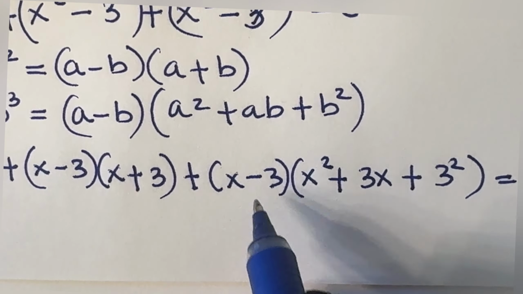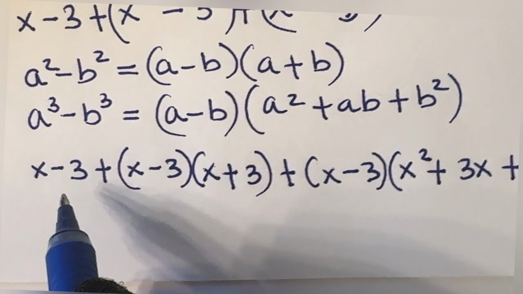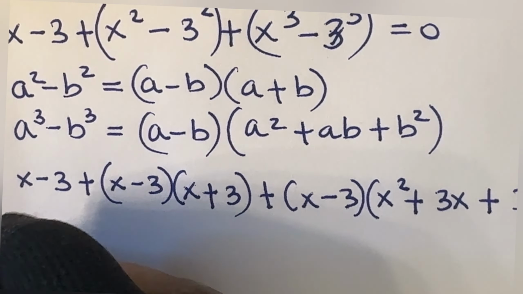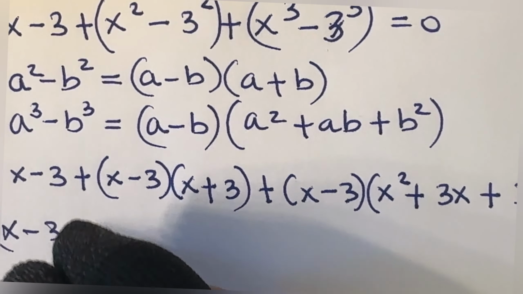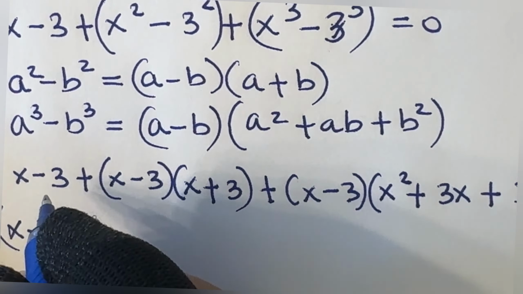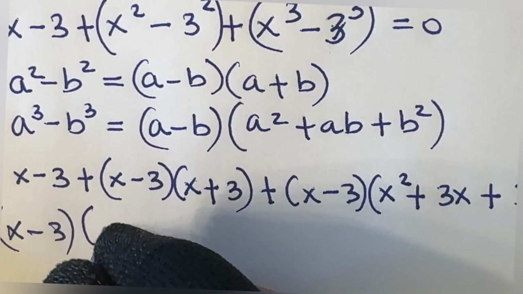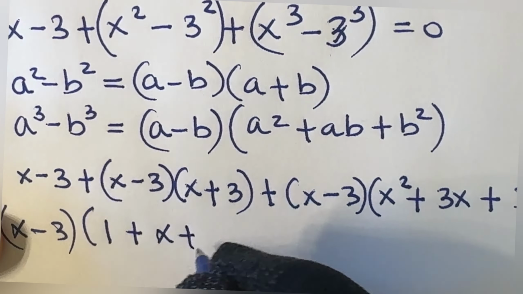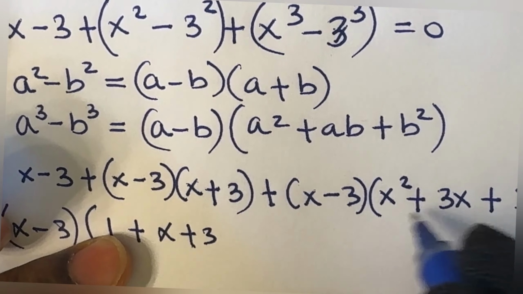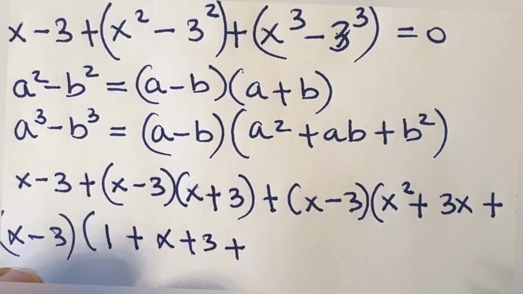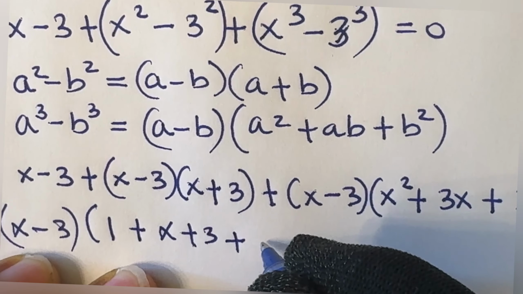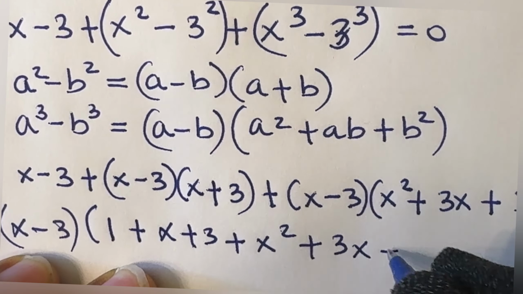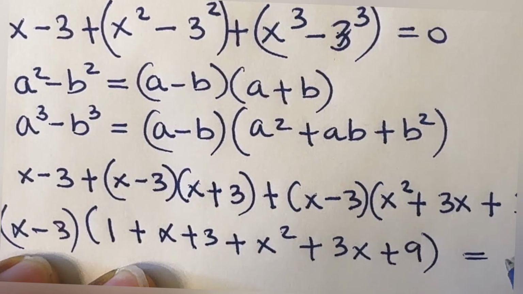We have x minus 3 here, x minus 3 here, and x minus 3 here. We can factorize. So we say x minus 3 into bracket. What will be left here is 1. So I'll say 1 plus what is left here is x plus 3. And then what is left here is all of this. So we say plus x squared plus 3x plus 9 is equal to 0.